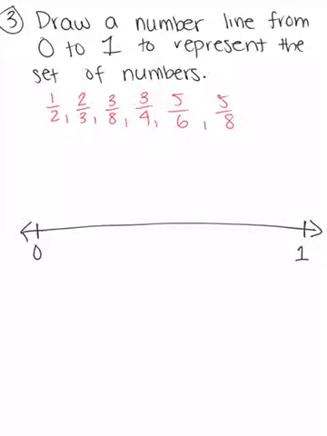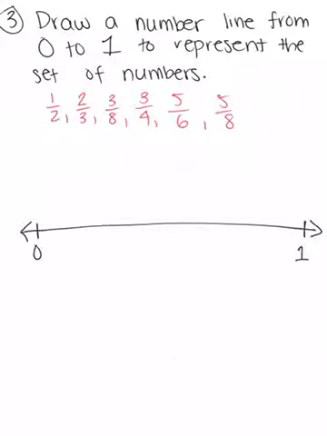Hey boys and girls, I'm taking a look at number 3 on our quiz 1 review from today, and it says draw a number line from 0 to 1 to represent the set of numbers. So these are the numbers that we have, all the different fractions that we have to put on the number line. And right away when I'm looking at these fractions, I'm noticing that they all have different denominators.